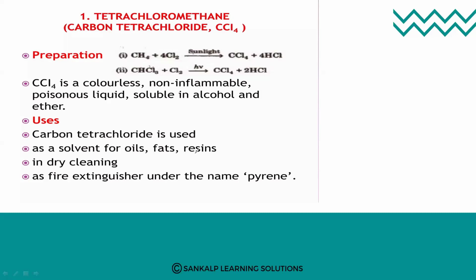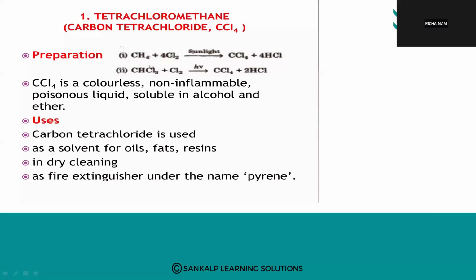Sometimes due to some leakage of gas or something, there can be fire. So that time we call fire extinguishers. This fire extinguisher is named under pyrene. So carbon tetrachloride is also used as a fire extinguisher under the name of pyrene.